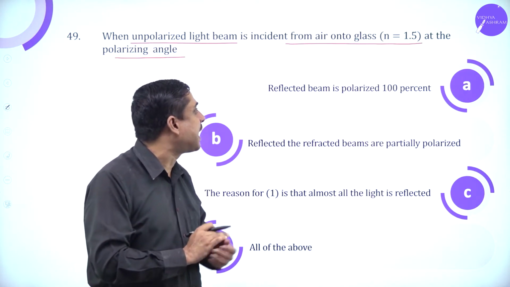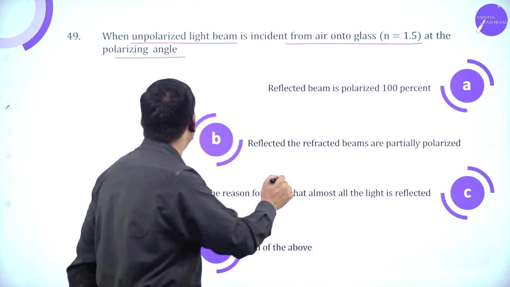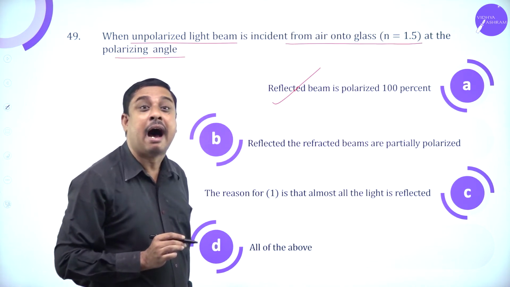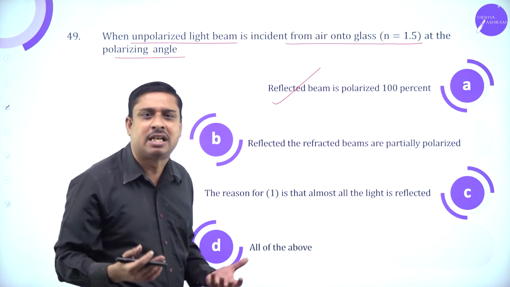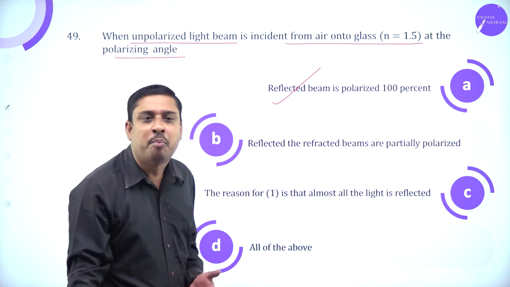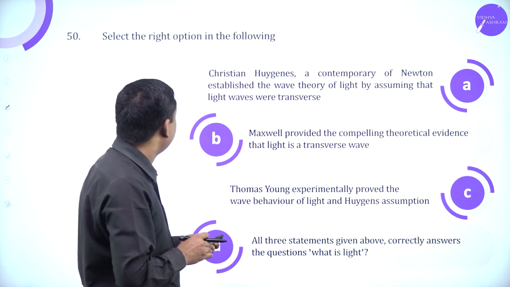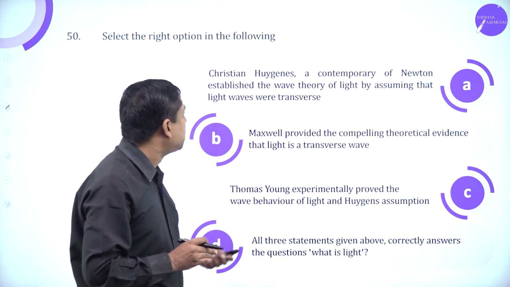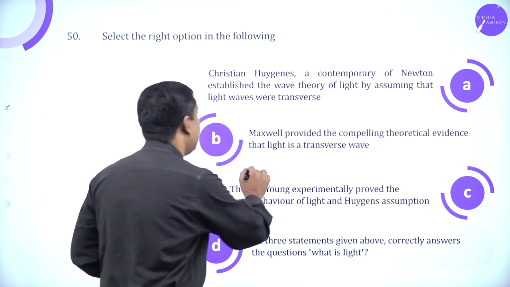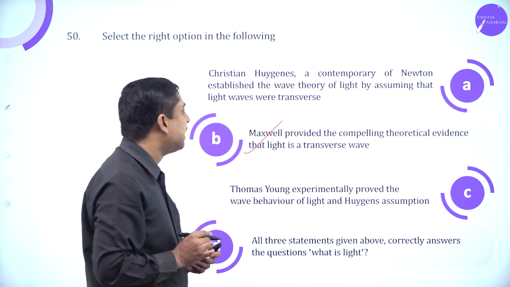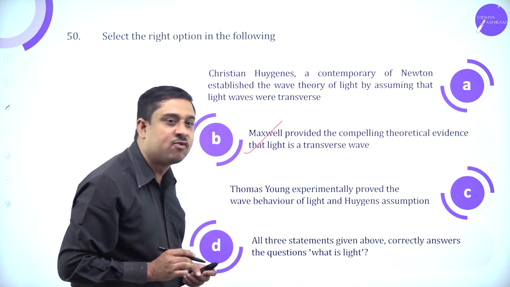100% plane polarized. So here the reflected beam is polarized 100% completely. That is what is called polarizing angle. The right option is Maxwell provided theoretical evidence that light is a transverse wave.